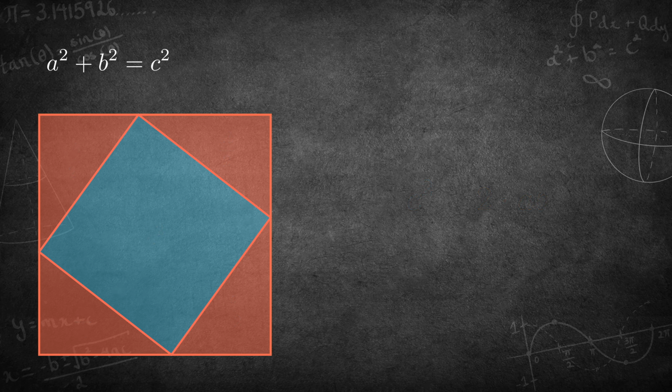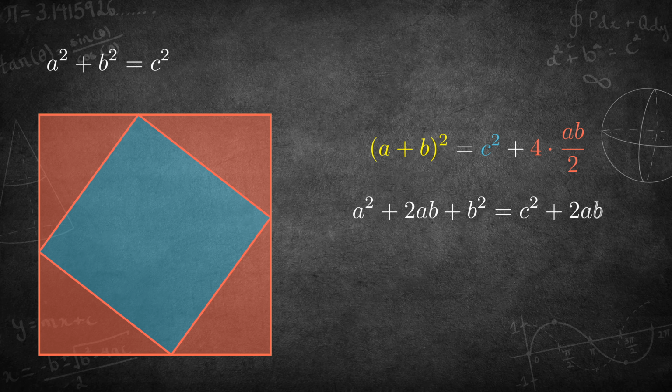Since both methods represent the same total area, we set them equal to each other. A squared plus 2ab plus b squared equals c squared plus 2ab. Subtracting 2ab from both sides, we arrive at the elegant conclusion: a squared plus b squared equals c squared. This proof not only demonstrates the theorem, but also reveals the harmony and logic within mathematics itself.